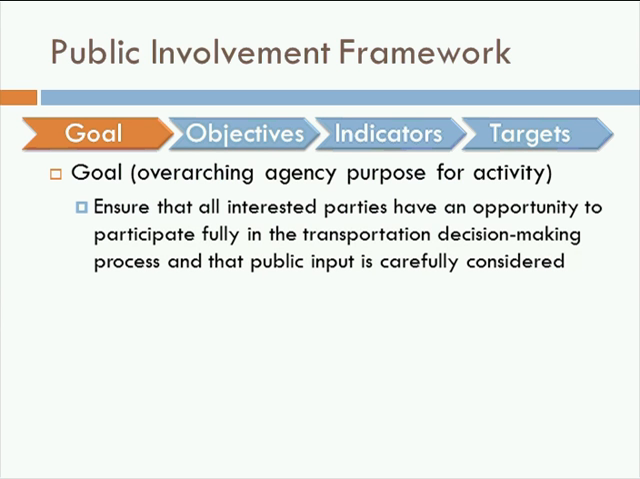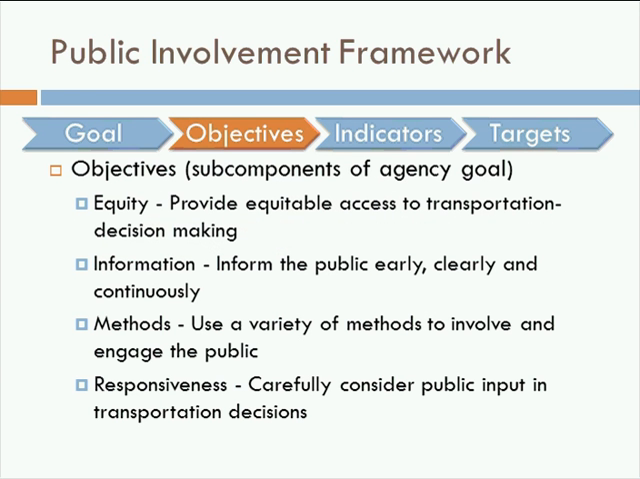The goal that was created focused basically in two parts. First was to ensure that anybody who was interested in taking advantage of opportunities to participate in the decision-making process was able to do so, and that then the agency, the DOT, would fully consider the public input that they received. So that's the goal, again, broken in two parts. We broke that goal into objectives, being subcomponents of the agency goal. The first three basically deal with that first part of making sure that everybody who wants to be involved can be involved.